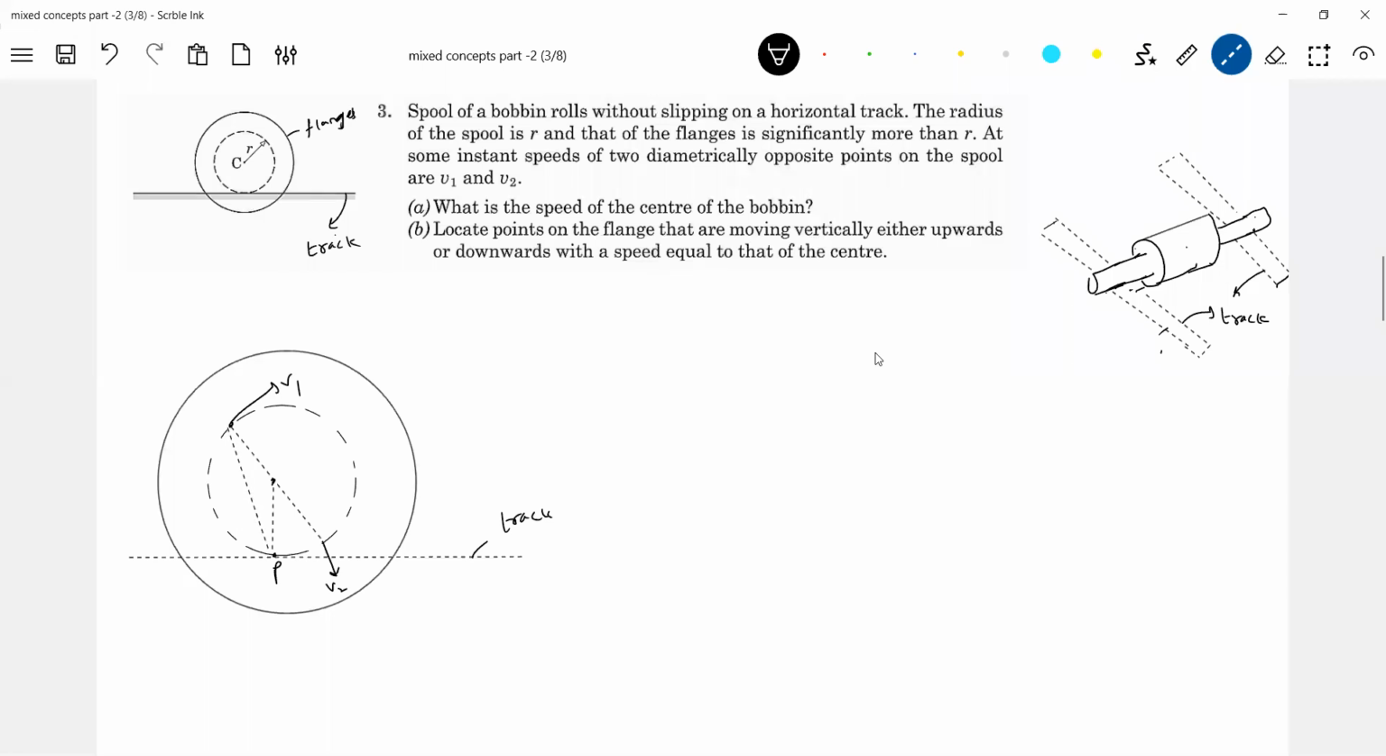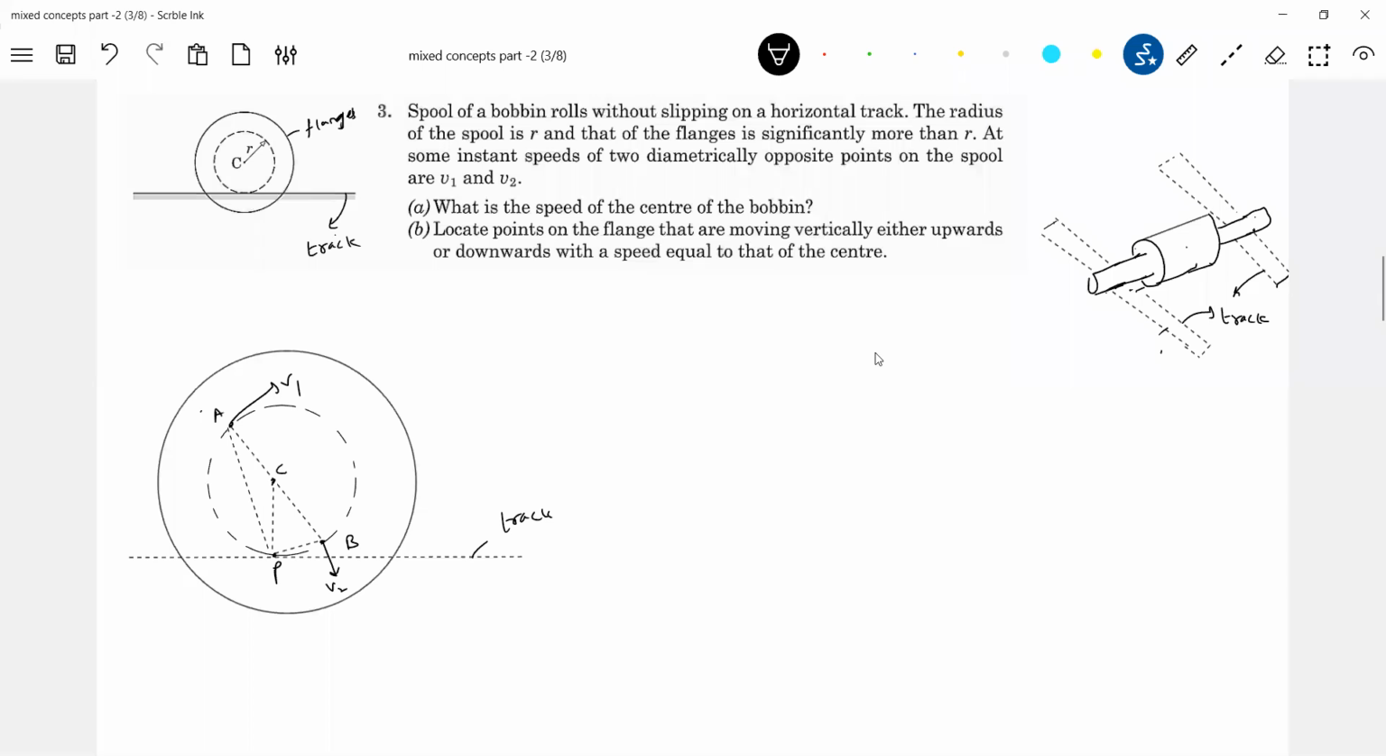Let me have some triangle here. Okay, this is the center C. It is having pure rolling. These points I'll call A and B. What is the speed of the center of the bobbin? It is asking for VC, but we only have the information V1, V2, VA and VB. How to get all the things?